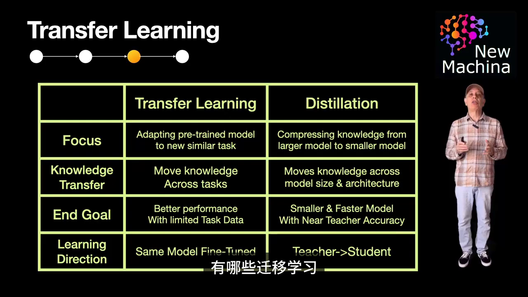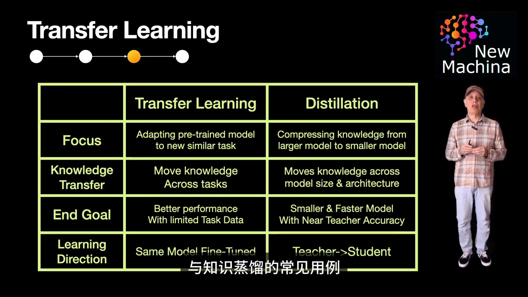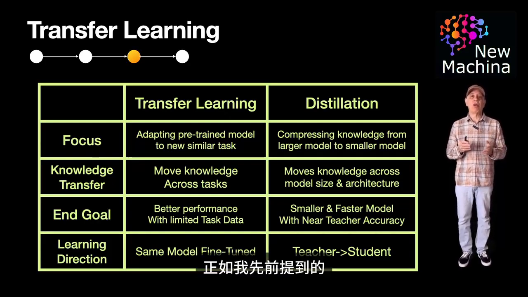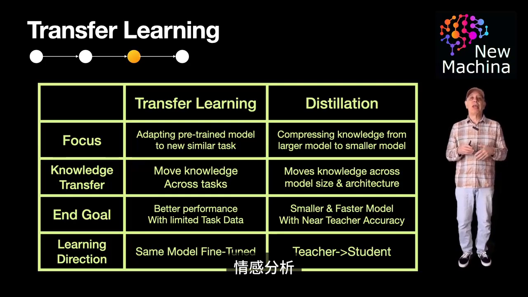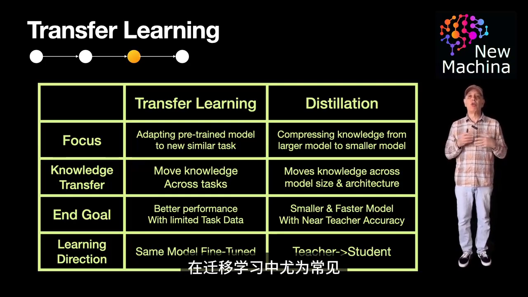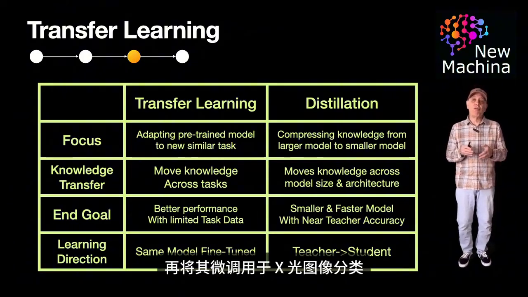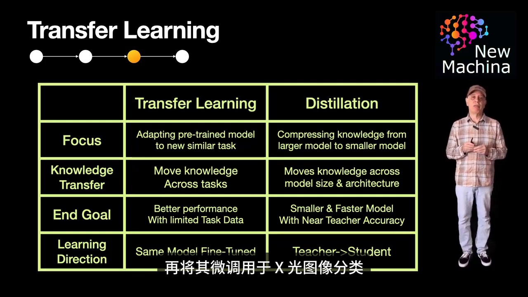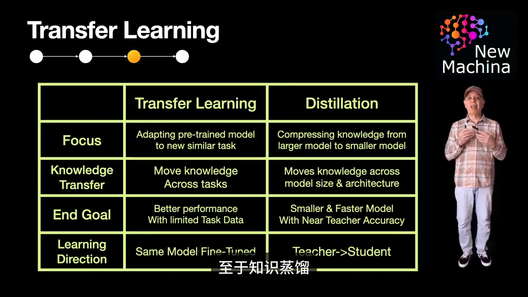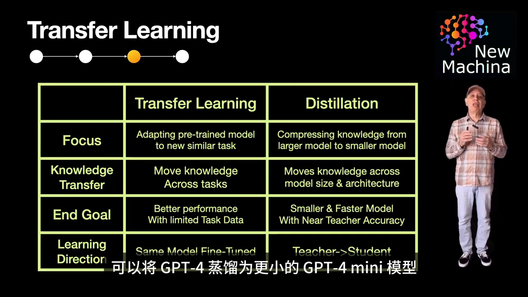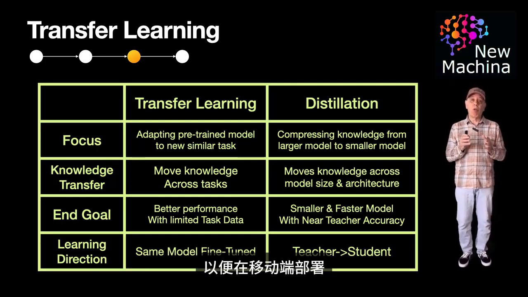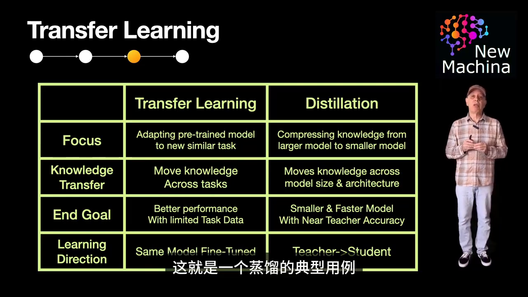What are some common use cases for transfer learning and distillation? Well, as I mentioned earlier, sentiment analysis is a use case used quite often with transfer learning. But another is using an image model trained on ImageNet, for example, and then fine-tuning it for X-ray image classification. Alternatively, for distillation, distilling GPT-4 into a smaller GPT-4 mini model for mobile deployment would be an example distillation use case.